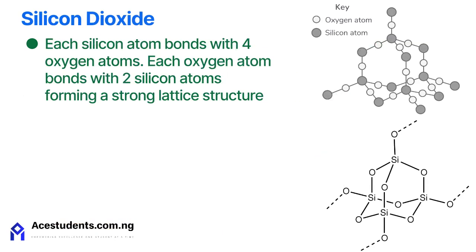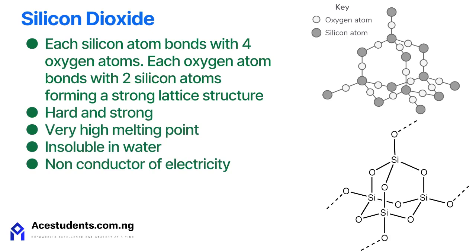The last giant molecule which we will be looking at is silicon dioxide. Silicon dioxide, or silica, is another giant covalent structure. Each silicon atom bonds with 4 oxygen atoms. Each oxygen bonds with 2 silicon atoms. This creates a very strong lattice.